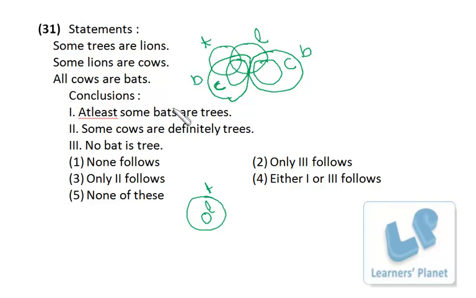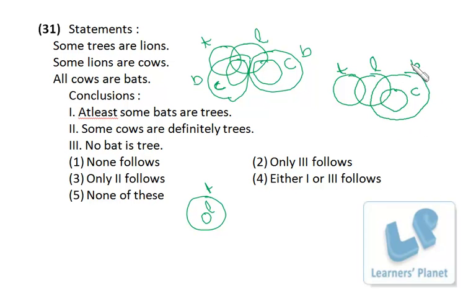Okay. Now let's read the conclusions. At least some beds are trees. So beds and trees, not necessary. See, in this case, when we were having this tree, and then it is lion, then some lions are cows, and when all cows are beds, right? So it is not true. At least some beds are trees, so we cannot see any intersection between beds and trees, so it's not true.